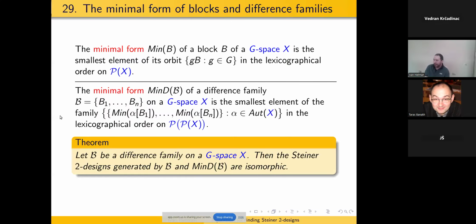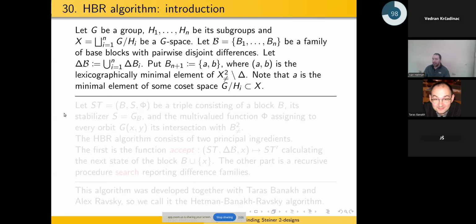And again, the theorem, the same as for difference families over the groups. So let B be a difference family on a G-space X. Then the Steiner 2-design generated by B and the minimal form of this difference family B are isomorphic. Okay, so using all these facts, we can define, we are calling this algorithm the Hetman-Banach-Ravsky algorithm. So, an introduction of this algorithm.